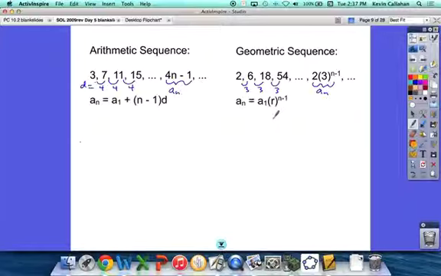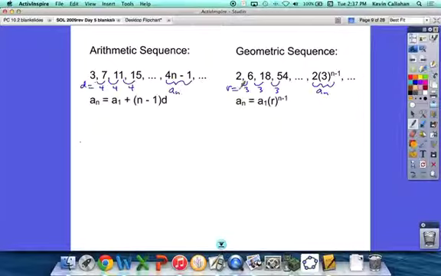Here's the formula for the nth term, the explicit formula for the nth term of a geometric sequence. Okay, the A1 again represents the first term. The R is the common ratio, right? And that is this one right here. And the N is the ordinal number of the term you're trying to find.